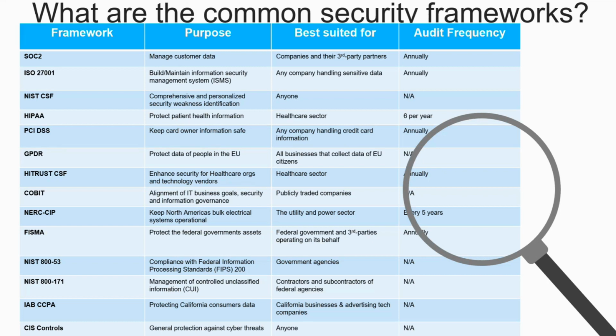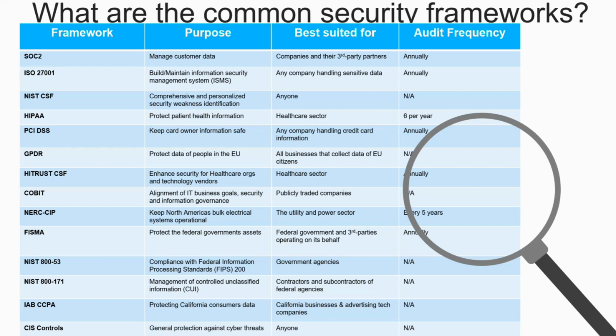It was built at about the same time as HIPAA, so there are subset rules that go along with that. It actually is an addition to the HIPAA side. COBIT is usually for publicly traded companies. NERC CIP is the utility and power sector, so it definitely handles most of the bulk of the utility side of things. FISMA is obviously federal government.